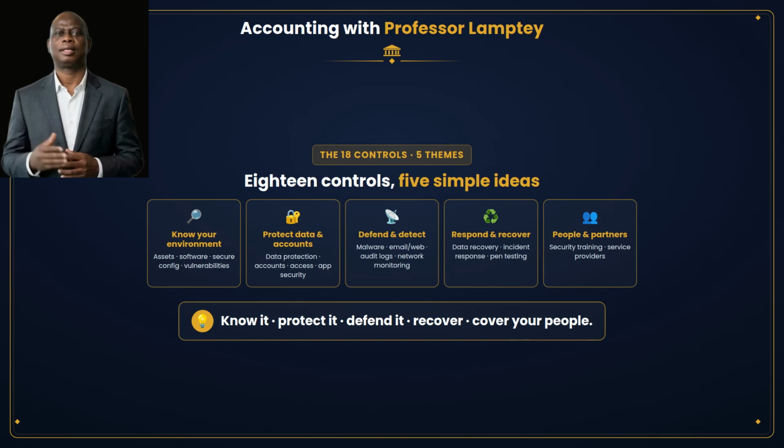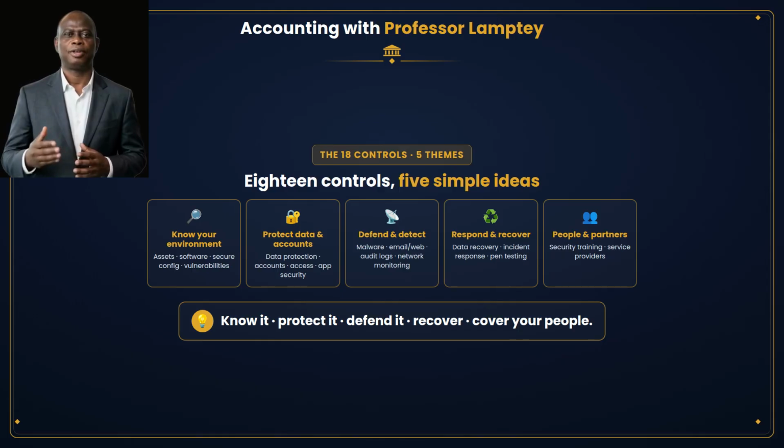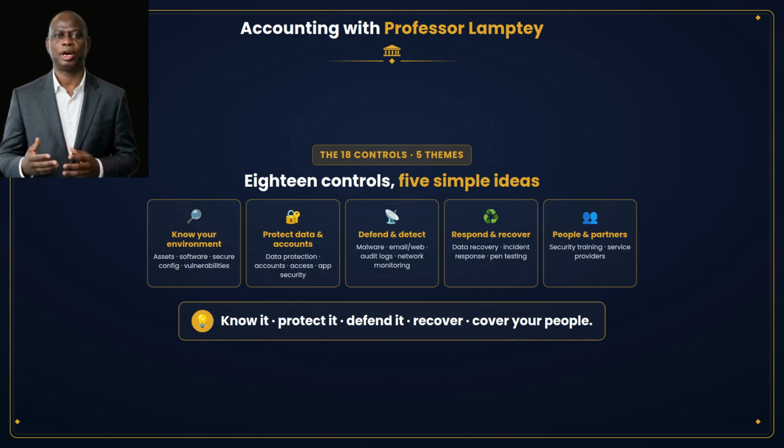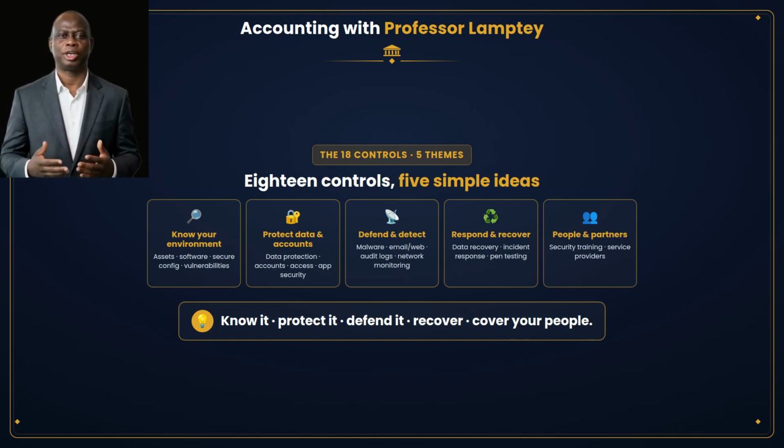18 controls sounds like a lot, so let's group them into 5 themes you can actually remember. First, know your environment. Inventory your assets and software, configure them securely, and manage vulnerabilities. Second, protect data and accounts. Data protection, account management, access control, and application security. Third, defend and detect. Malware defenses, email and web protection, audit logs, and network monitoring. Fourth, respond and recover. Data recovery, incident response, and penetration testing.